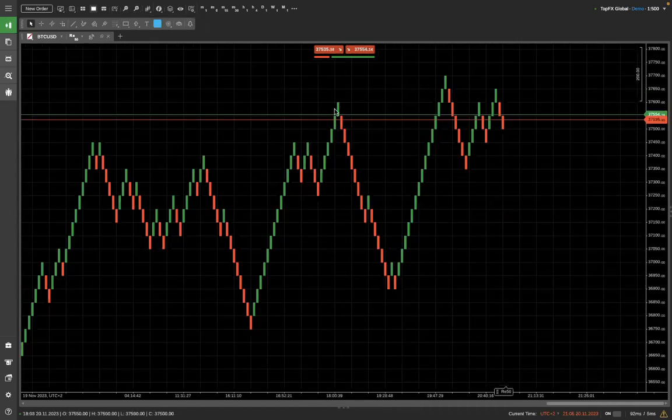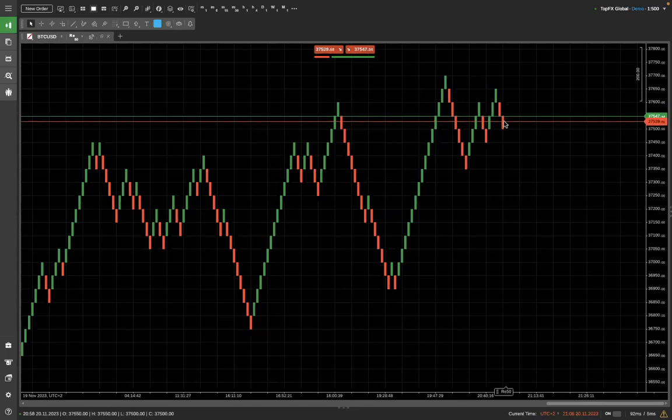Green, green, red, reversal pattern. Every brick is 50 pips. Okay, so that's not a small amount for the asset.